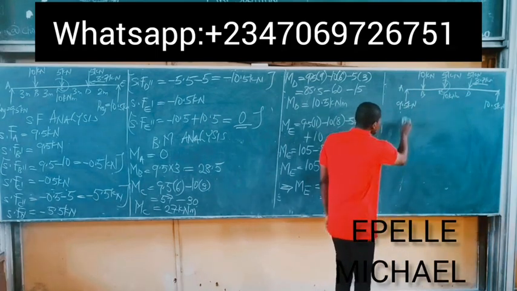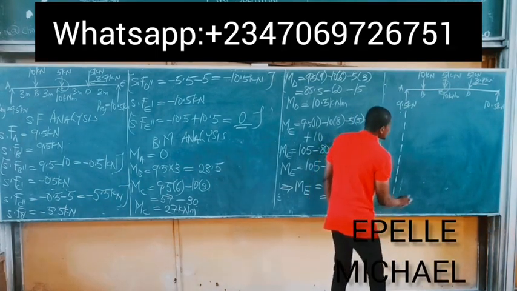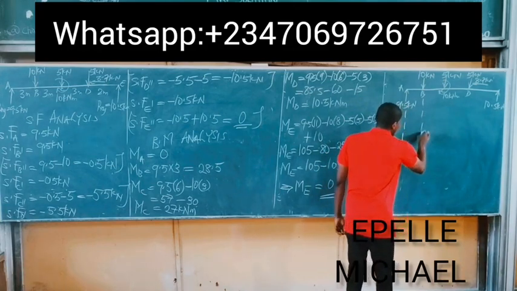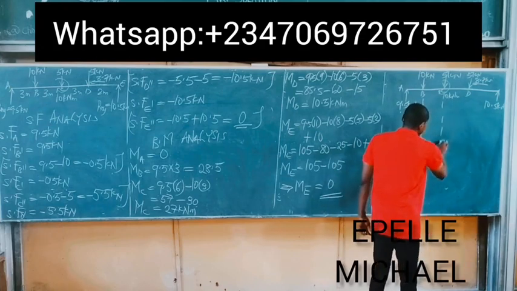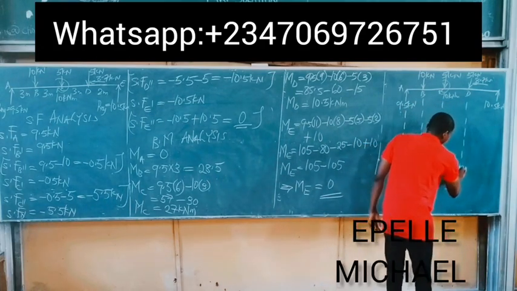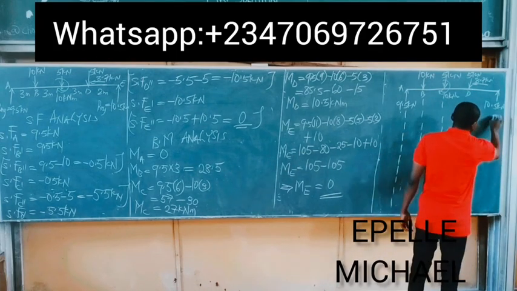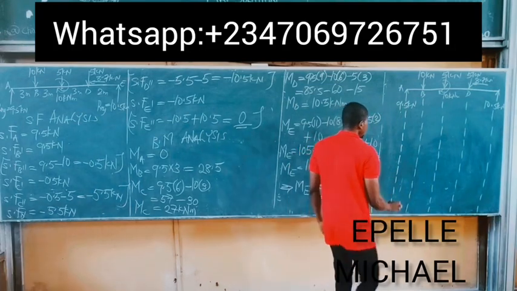So all we need to do is trace out these points, just like your graph. Trace out point A and point B, trace out point C, trace out point D, trace out point E. So we start with the shear force diagram.